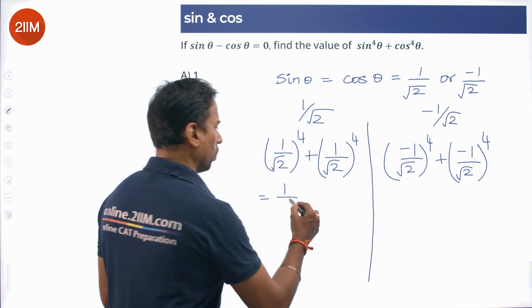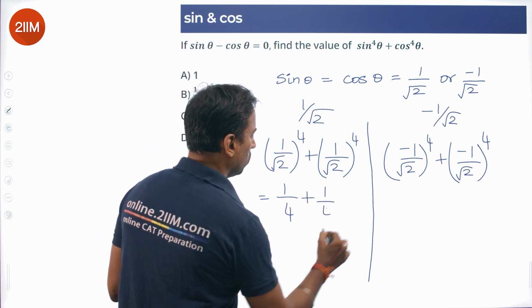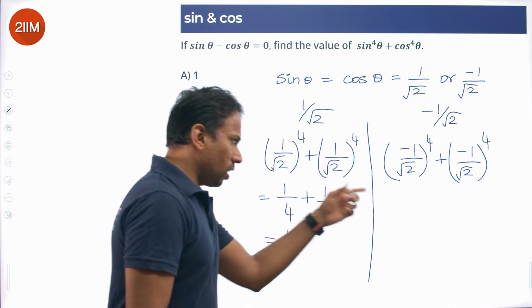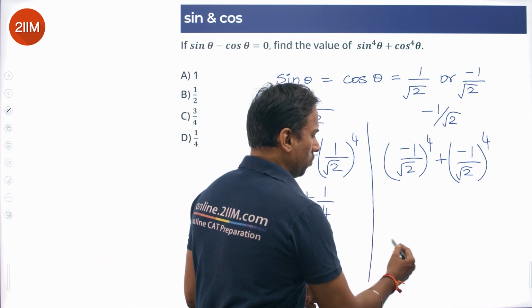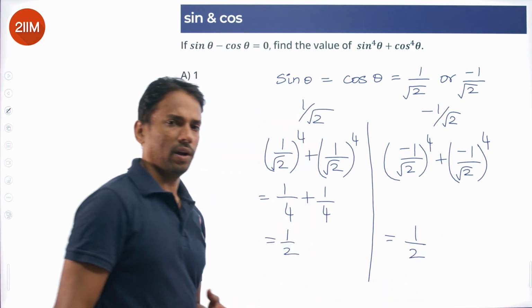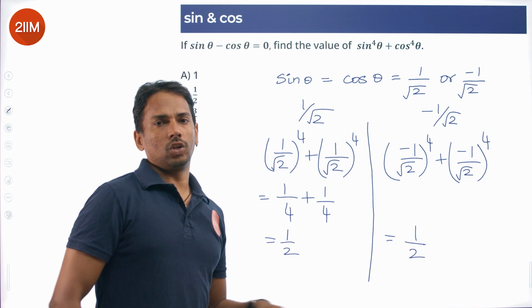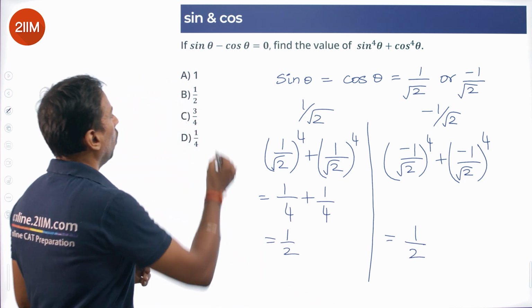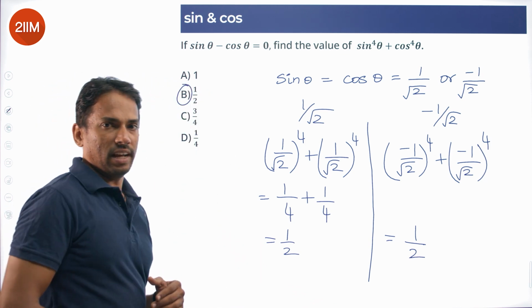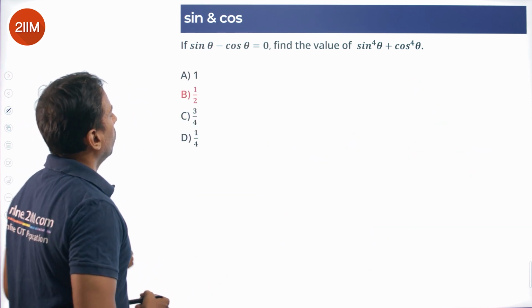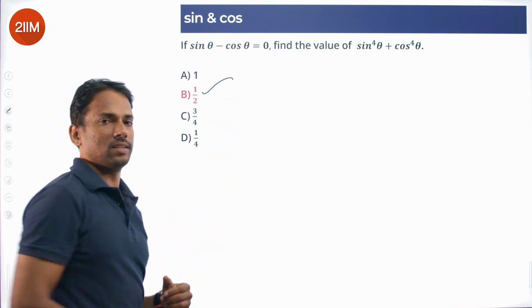That means 2 2s are 4, plus again 1 by 4. So this is 2 by 4 or 1 by 2. Here again we'll get the same answer: 1 by 4 plus 1 by 4. The answer is going to be 1 by 2. So in whatever way we try, whichever case, the final answer is going to be 1 by 2. Option B should be the right answer. We'll have a quick check. Yeah, option B, 1 by 2, is the right answer.